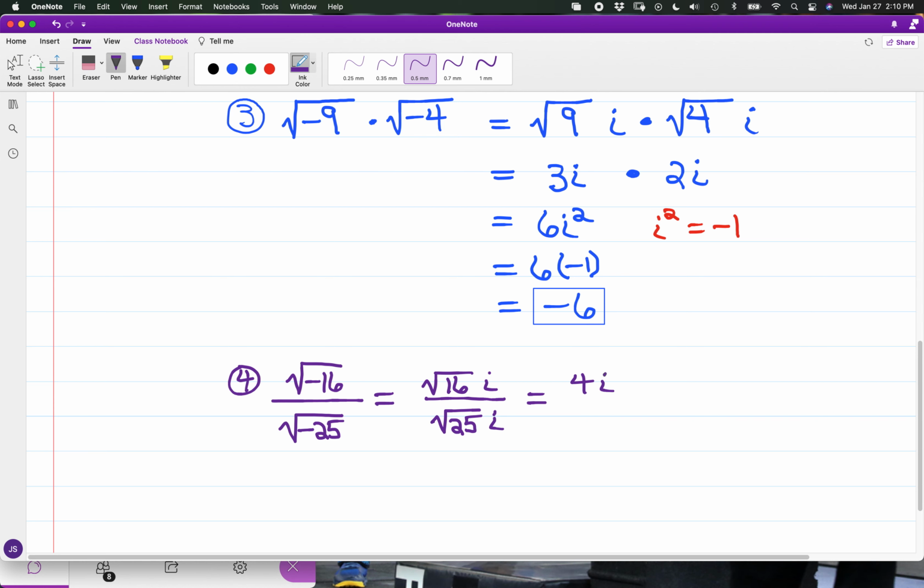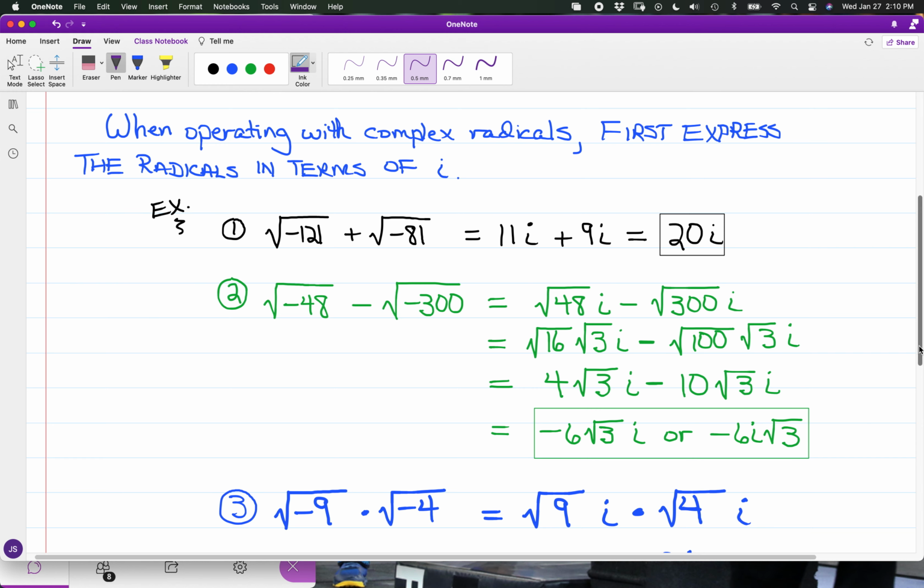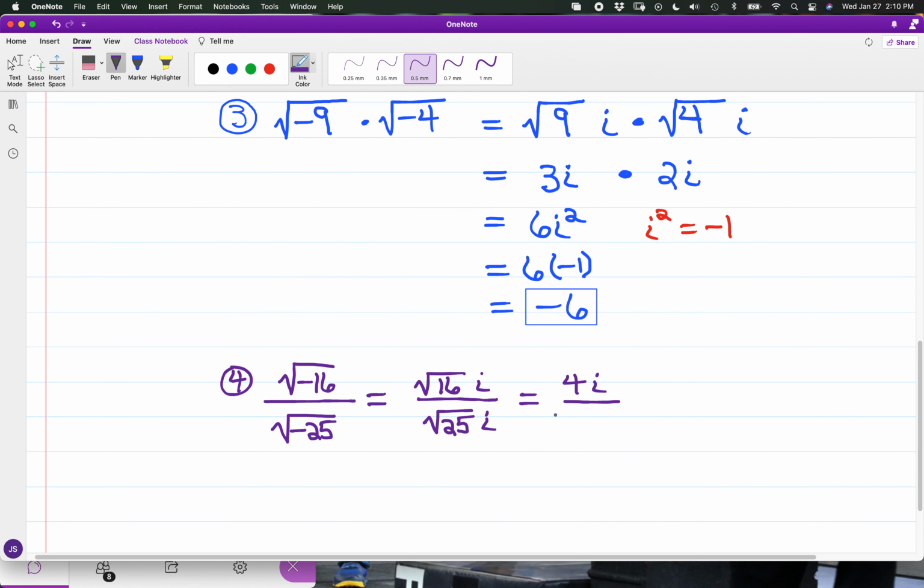And so the square root of negative 16, if you already have it as 4i, and the square root of negative 25 already as 5i, that's fine. And for the follow through, you're going to have the i factors that cancel out. And so for the result, that will reduce to 4/5.